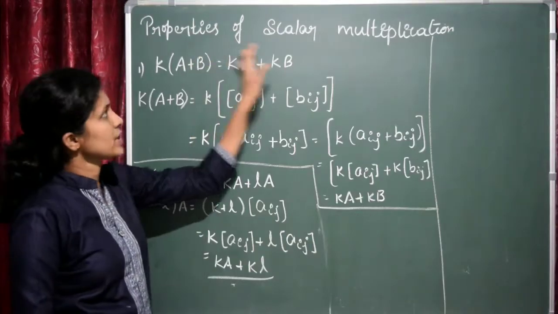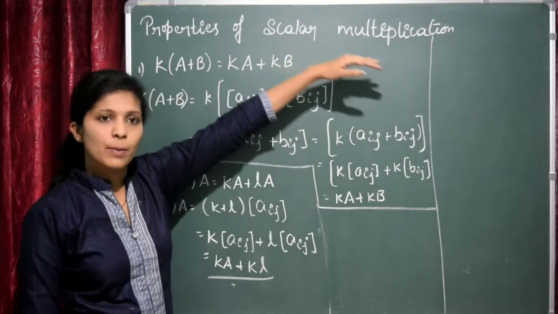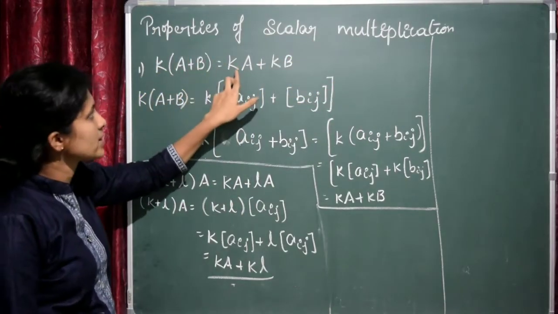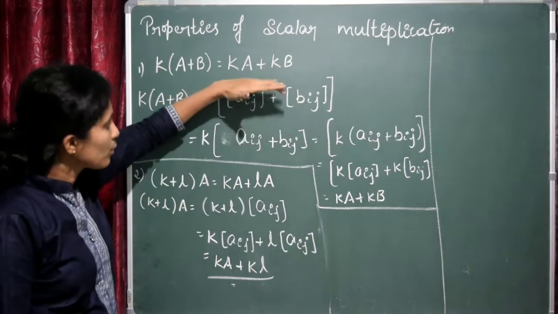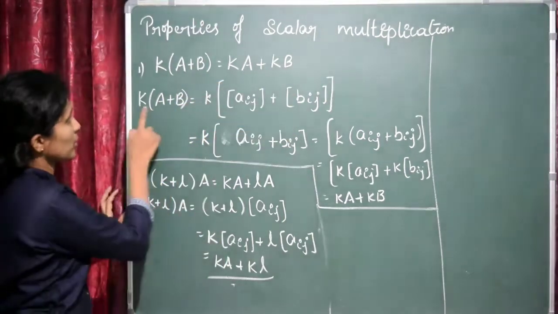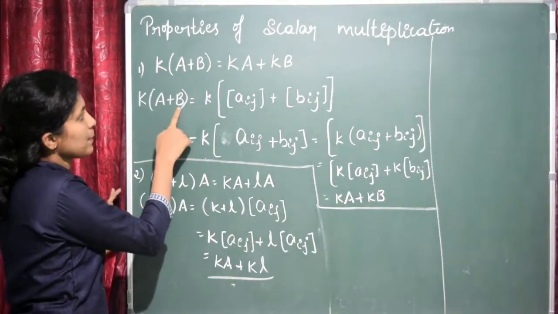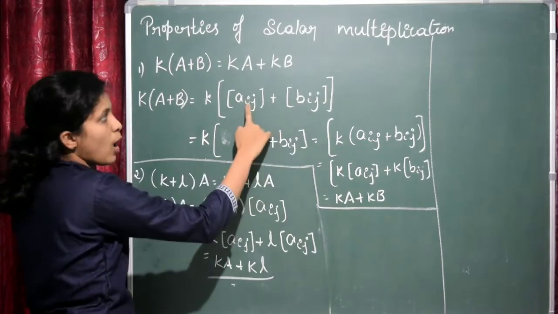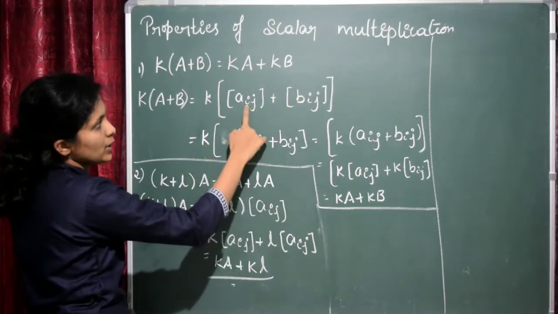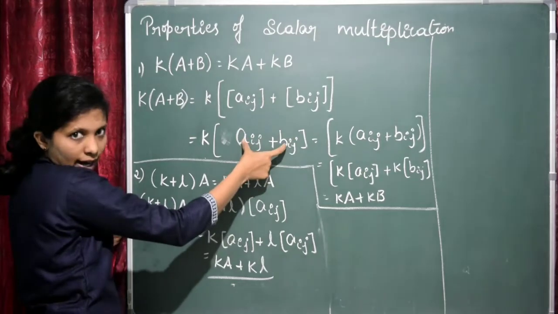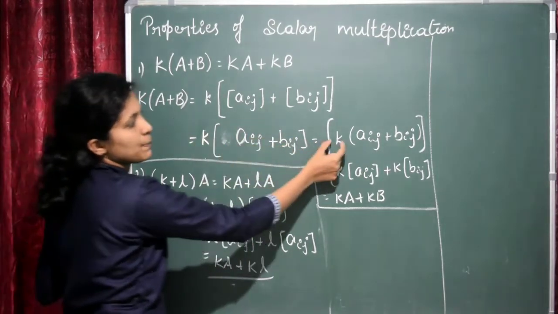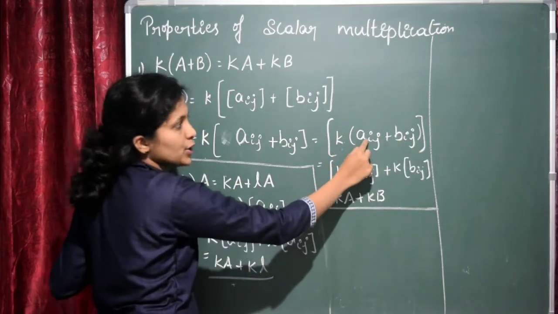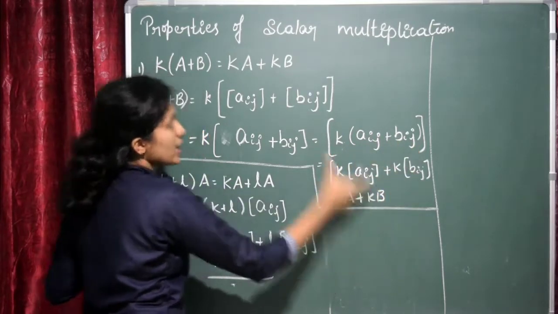Next are the properties of scalar multiplication. You know about scalar multiplication. K into A plus B is always equal to KA plus KB. The proof is also there, but actually the proof is not important. What we can do is take K into A plus B, where A is a matrix Aij and B is a matrix Bij. The order is the same. Then you can write K into Aij plus Bij. You can add the corresponding elements, then multiply by K. You can split this into K into Aij plus K into Bij. So this will be equal.